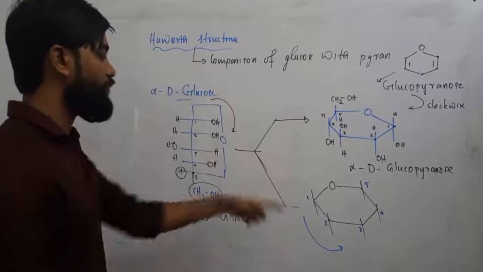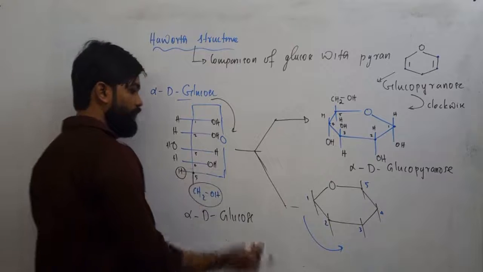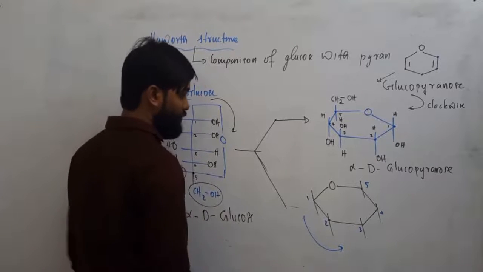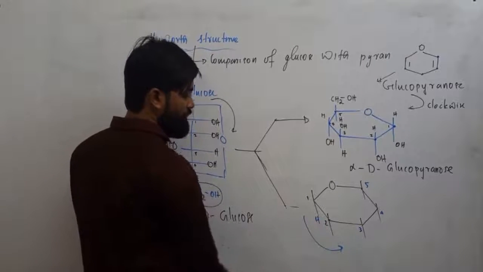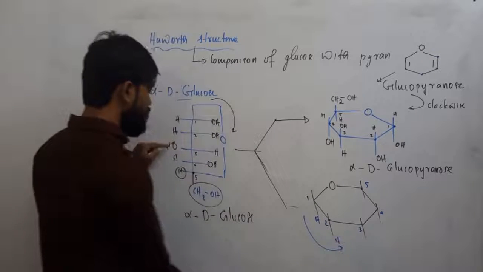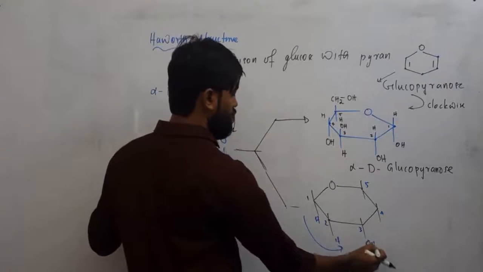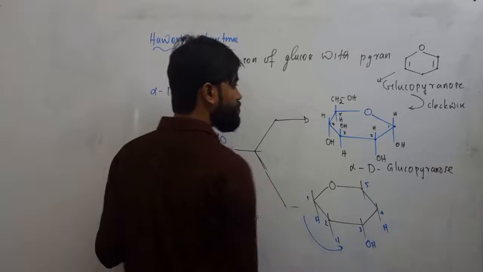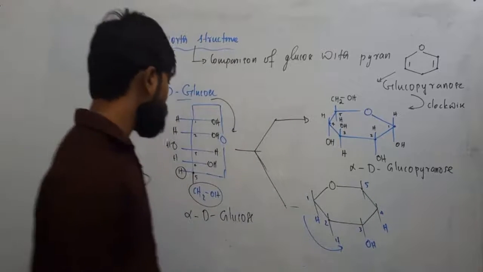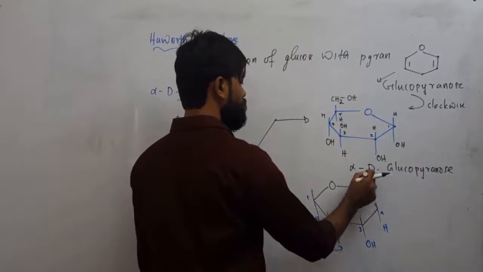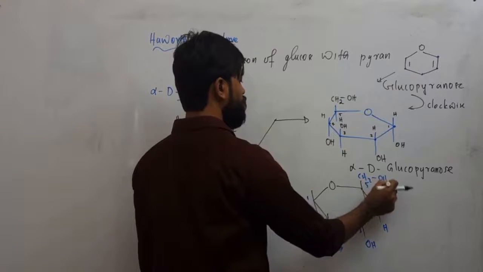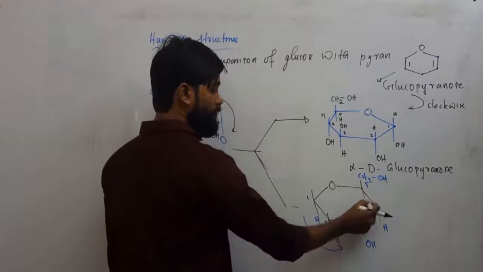So the left valence is on the bottom side. The first carbon, left valence is H. Second carbon also H. Third carbon, the left valence is OH. Fourth carbon, the left valence is H. And always CH2OH on the top side, since that is a D-glucose, and H on the bottom side.